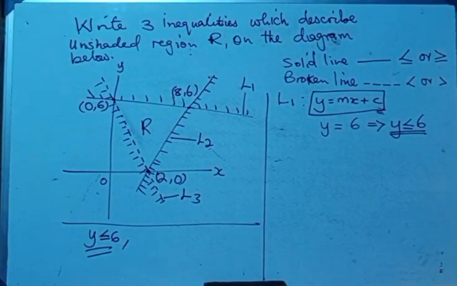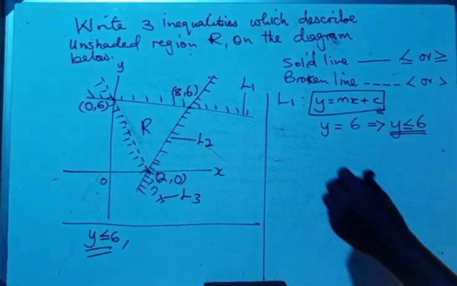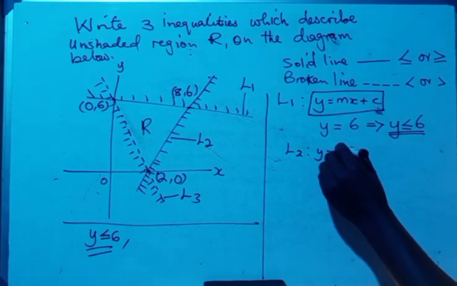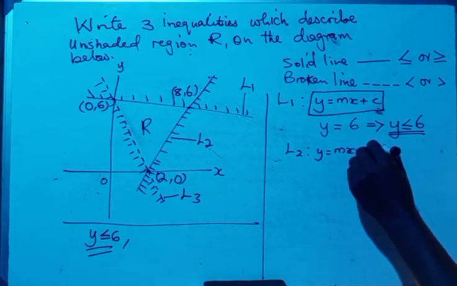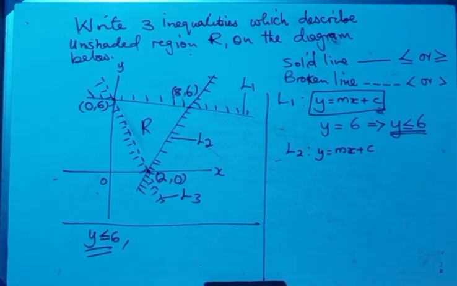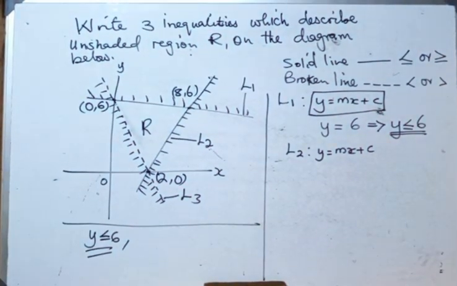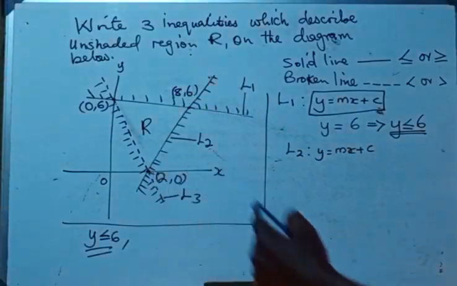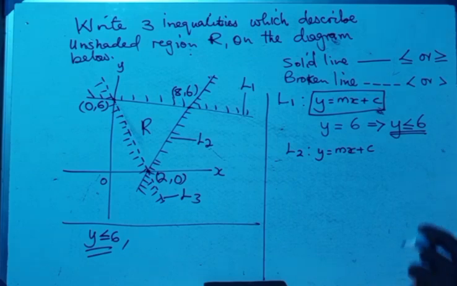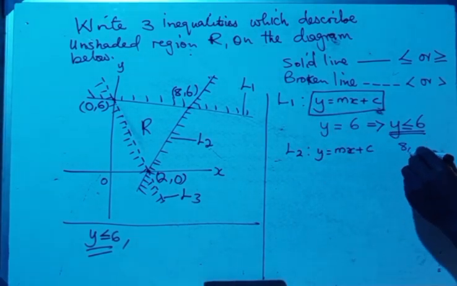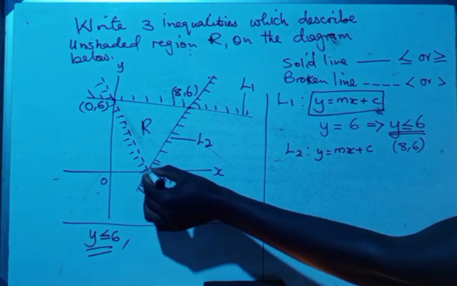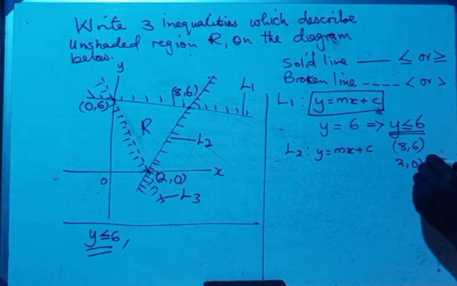We go to the second one. This one is my second line. As usual, I will say line 2, then y is equal to mx plus c. Now, what is my m? We first need to find the gradient, because this line is not a horizontal line. Therefore, it is passing through 8,6, and it is also passing through this point here, which is 2,0.